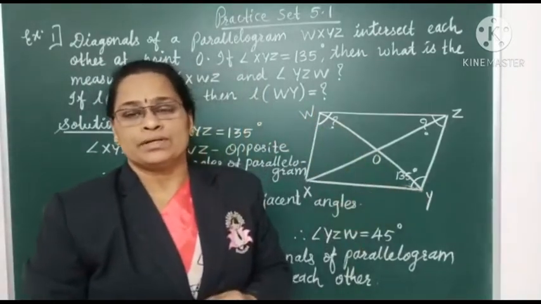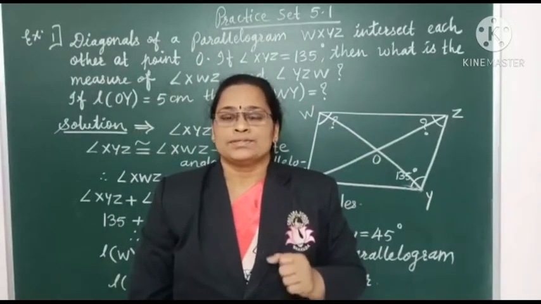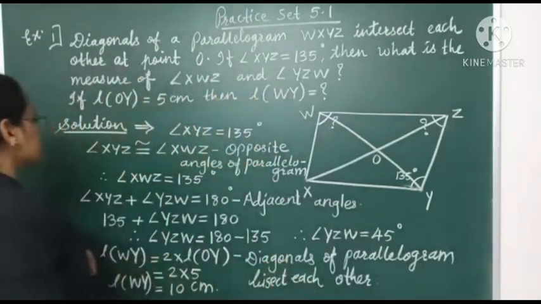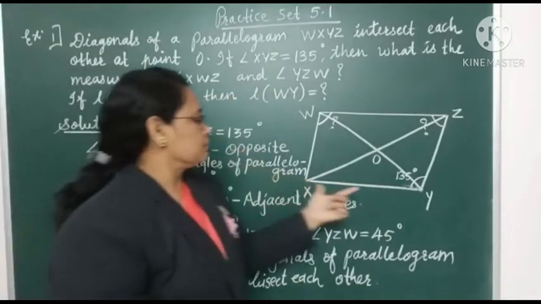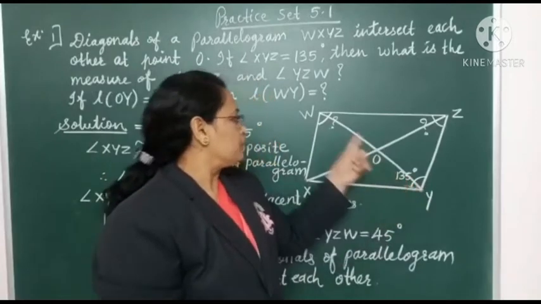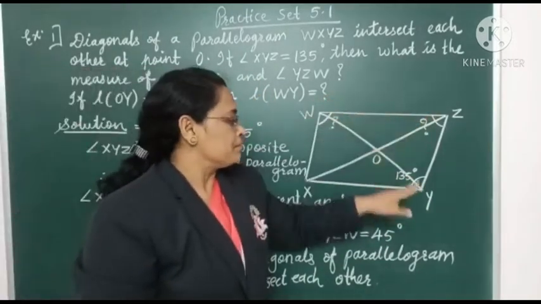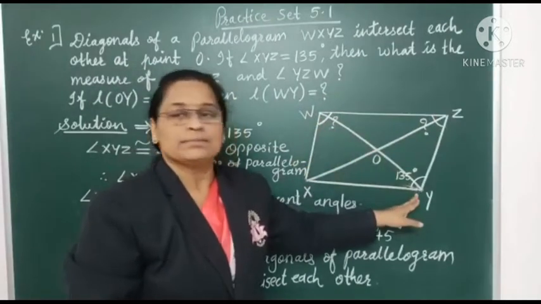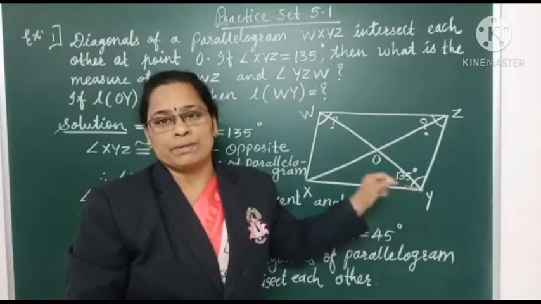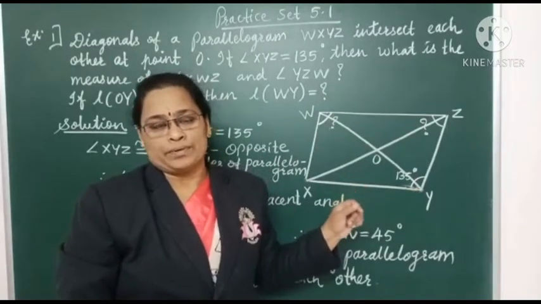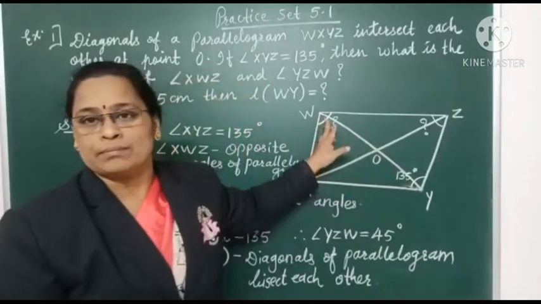Okay. So here we are going to use the properties of the parallelogram which we have learned. Let's see how we can solve this. Angle XYZ is given as 135 degrees. Its opposite angle is angle XWZ. These two are a pair of opposite angles, so they are congruent, as we have learned: opposite angles of a parallelogram are congruent. So what is the measure of angle W?